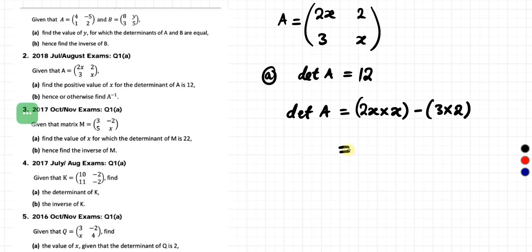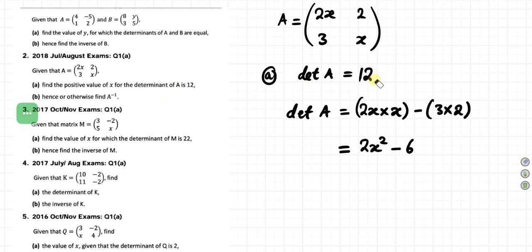Then you say like that. So what you are going to do, you say 2x times x, it will be 2x squared, because x times x should be x squared. Then you say minus, then 3 times 2, it will be 6, like that.